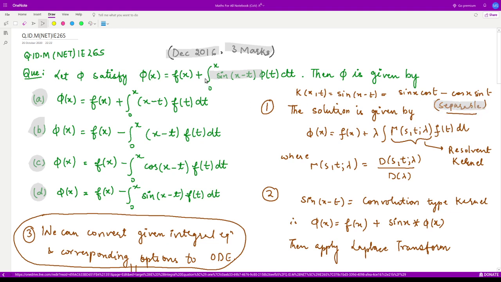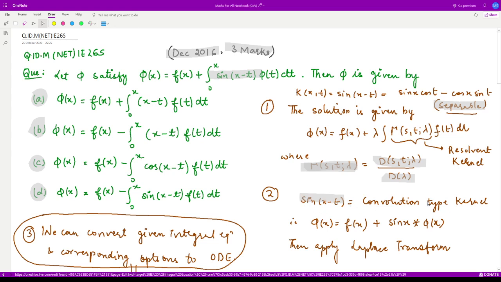That means the solution for this equation could be given in this form: phi of x is equal to f of x plus lambda, where lambda is given to be plus 1 in this question, times the integration of the resolvent kernel times f of t dt, right? What is this resolvent kernel? It is given by D(s, t; lambda) divided by D(lambda). So for that you need to calculate the determinant of this matrix and this matrix and then divide both to get the resolvent kernel.